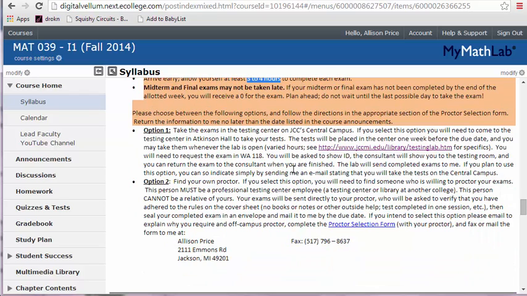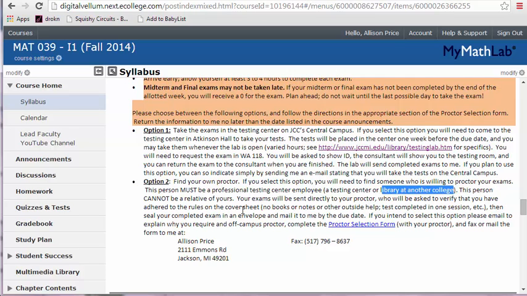So where do you take these exams? Option 1 is to take them at the JCC Central Campus in the Testing Center. This is the easiest option if you can at all make it to JCC's campus. If you cannot make it to the campus, you're going to have to find your own proctor. Proctors must be a professional testing center employee, so they might work at a testing center or at a library at another college.